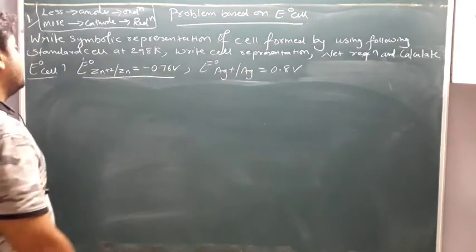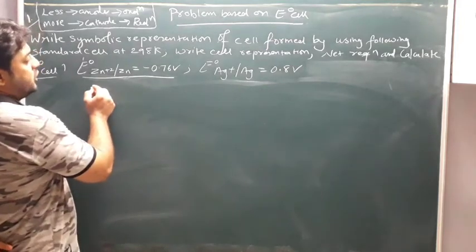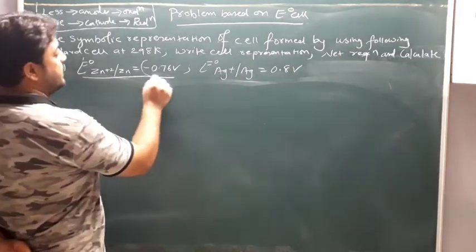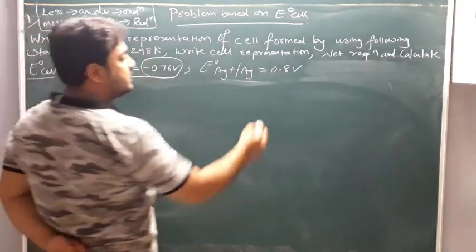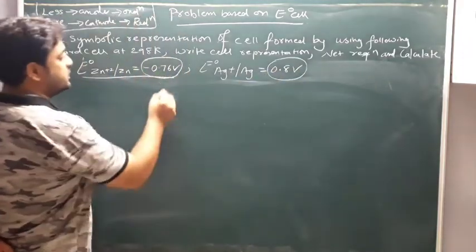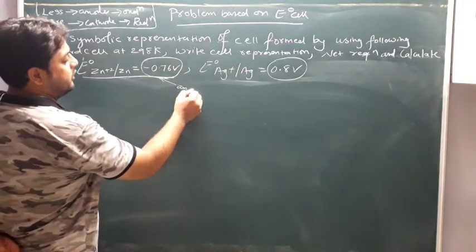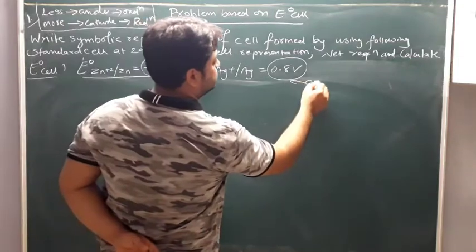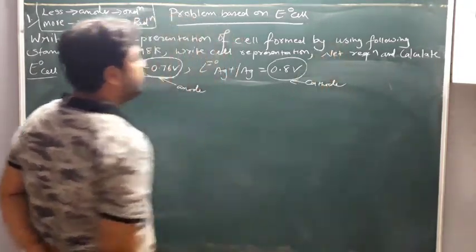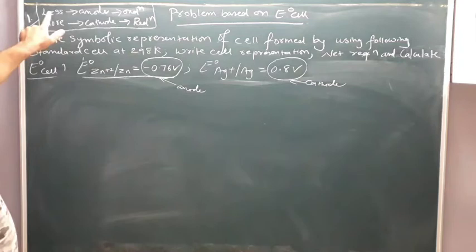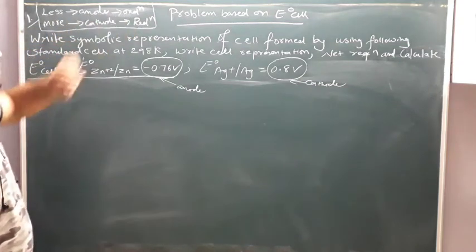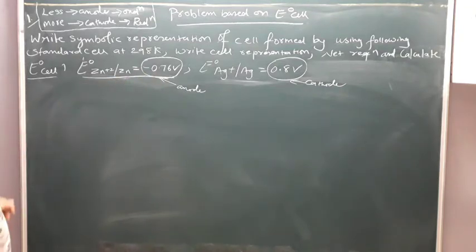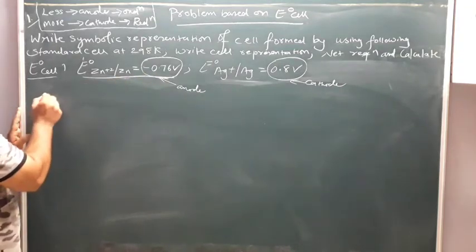Now first you have to see the reduction potential values of both electrodes given. In zinc the value is minus 0.76 volt, and for silver it is 0.8 volt. So zinc's value is less, which means it will act as anode, and silver will act as cathode. Lesser the value, the anode, and at the anode what occurs? Oxidation. So zinc will undergo oxidation and silver will undergo reduction. So let's start the problem.